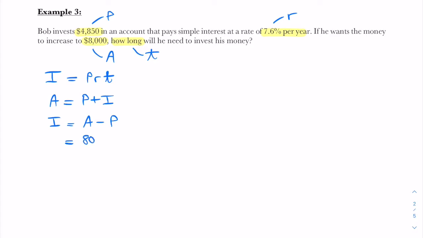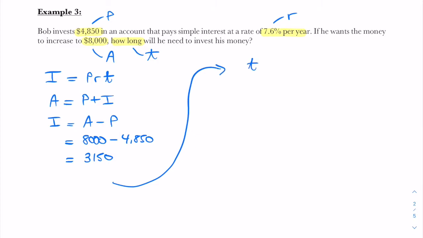So that's $8,000. Take away the principal of $4,850. And that means we've earned simple interest of $3,150. Now that we have that, we can go back to the simple interest formula and rearrange for time. So I'll do that up here. Time is equivalent to the simple interest divided by P times R. Let's plug in what we have.